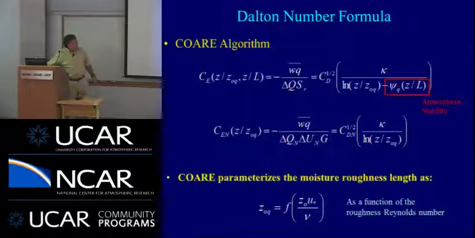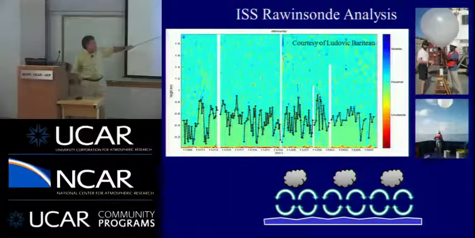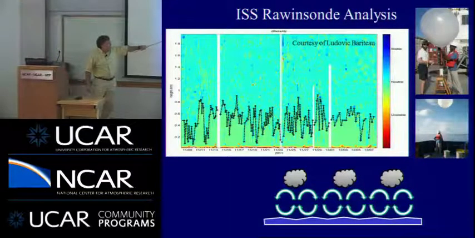So same thing, we have a stability correction. There's a gustiness correction that we have to apply. And here's one way to get the gustiness correction. It requires measurement of the inversion height.